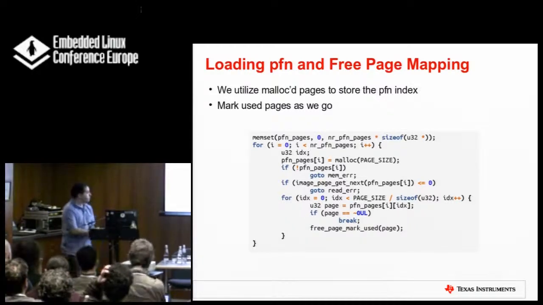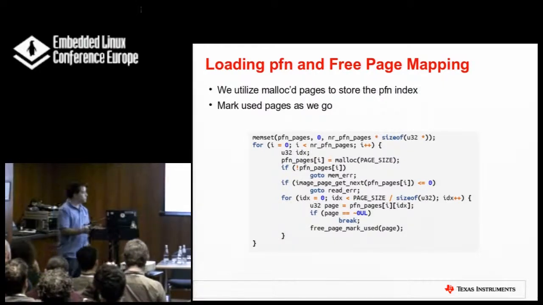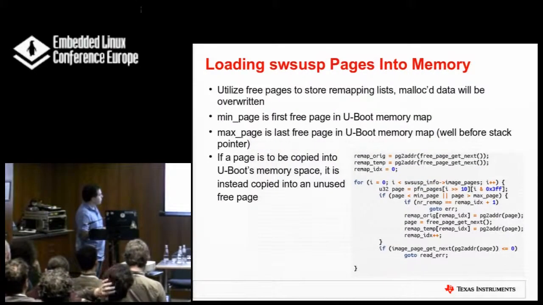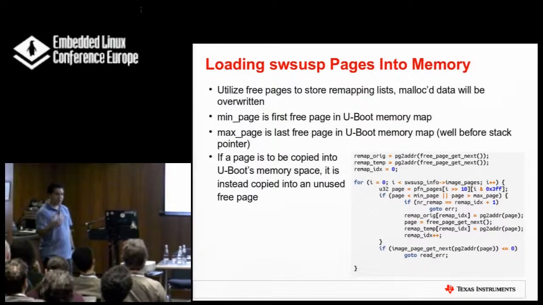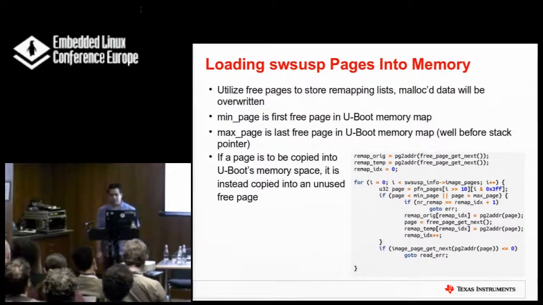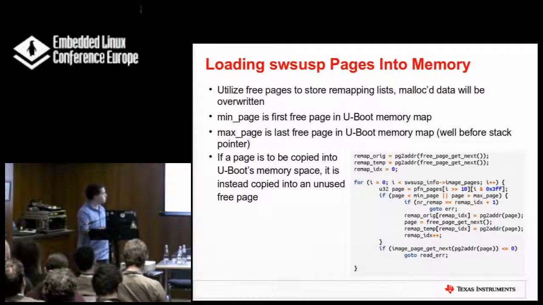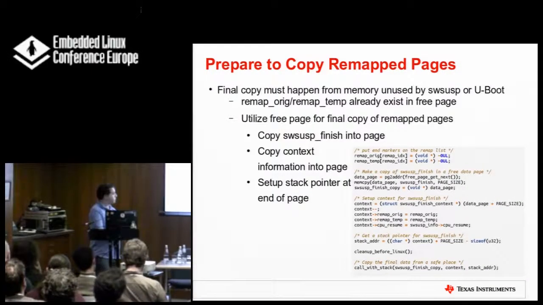This is the section of code that reads in the mappings and marks them as used. And then this is the piece of code that goes in and actually reads those pages into memory. And for the cases of pages that can't be copied into memory because they're currently in use, it has a pair of remapping pages where it can keep a tally of where that page is and where it should be. So then we allocate a single page for some code and keep track of where those remappings are.